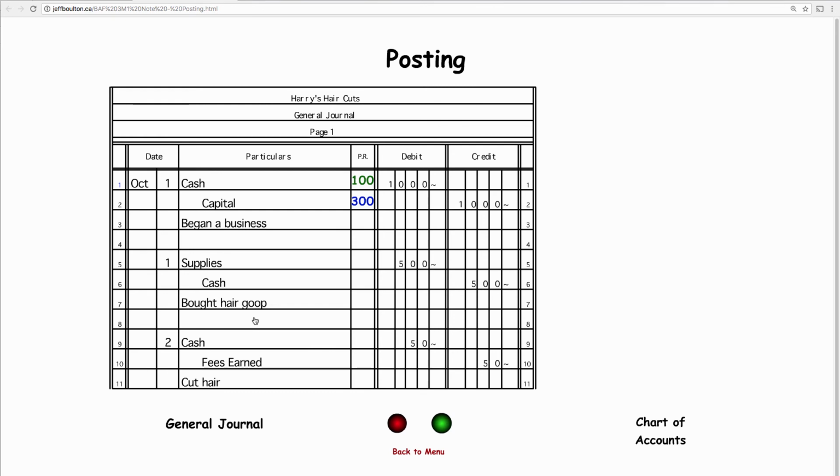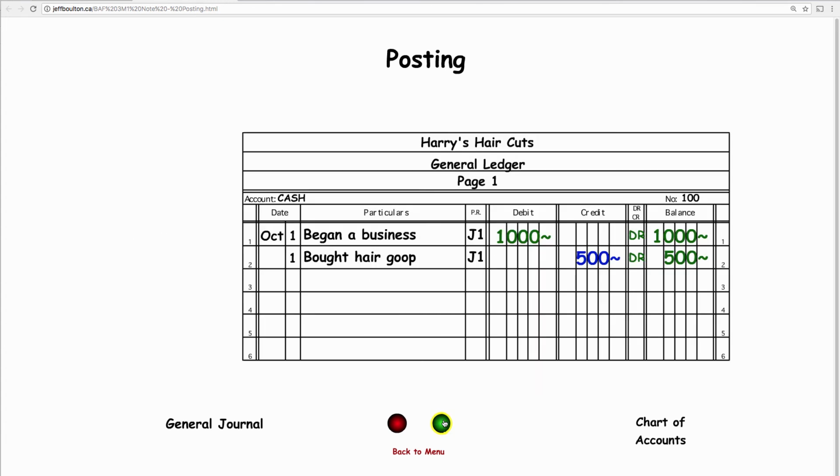Next, posting reference. This went to account 110. Cash, credit of $500 to buy these supplies. So we go back to the cash account, which remember we had a $1,000 balance in it. So we buy hair goop. It came from page 1 of the journal. That's our source reference for this transaction. Credit $500. Notice our balance goes down.